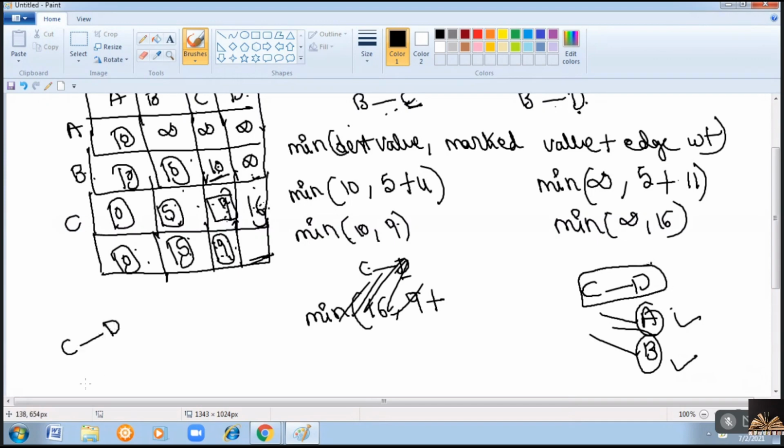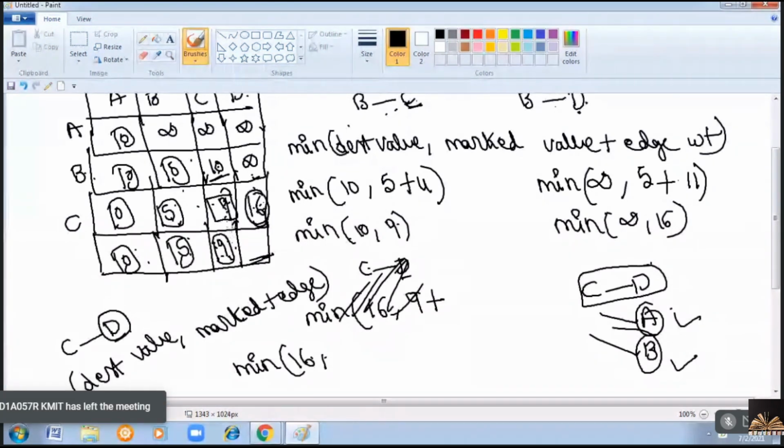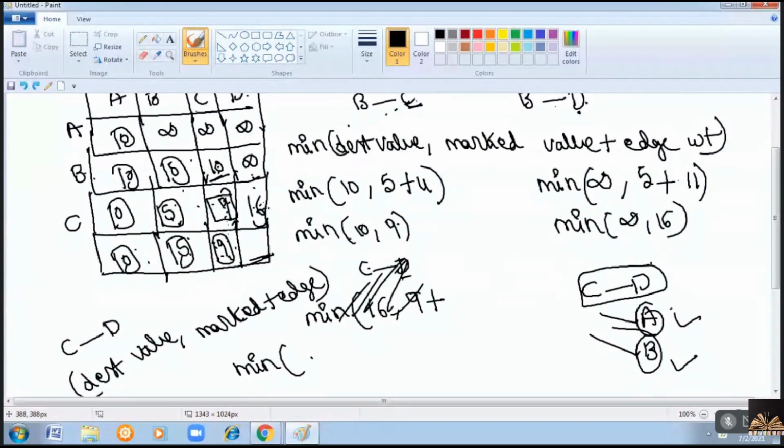C to D means what is the formula? Minimum of destination value, comma, marked value plus edge weight. So minimum of, what is the destination here? D is my destination. In the destination matrix, what is this D value? It is 16, comma, marked value. You have marked 9 as permanent. So marked value is 9 plus what is the edge weight of C to D? If you see in the graph, C to D cost is 5. So minimum of 16 comma 14.